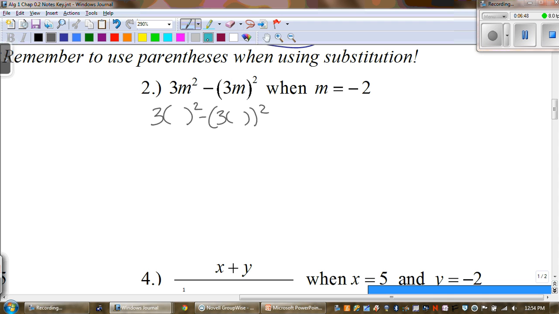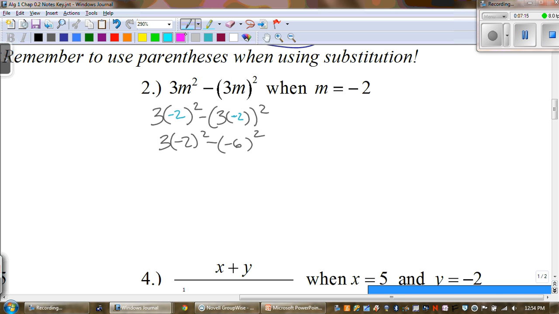So m equals -2. And remember, we have to do parentheses first. So we're going to have to jump in right there. That's what we have to do first. So I'm just going to rewrite 3 times -2 squared minus 3 times -2 is -6.